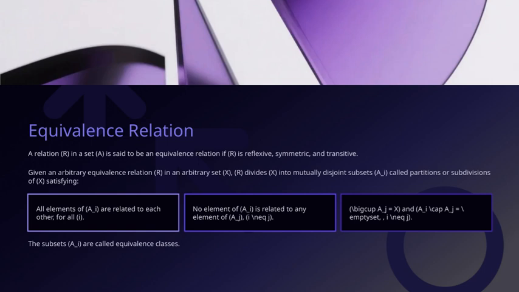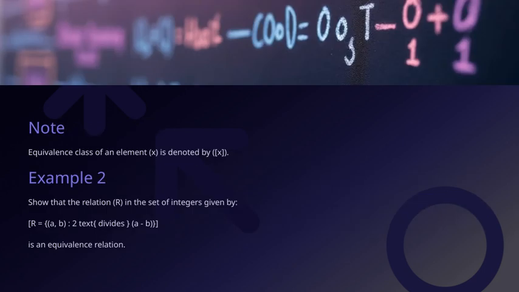Now let's take a closer look at this relation R, which is defined as R equals the set of all pairs (a, b), where 2 divides the difference a minus b. Essentially, this means that R relates two integers if their difference is an even number. What's important here is to show that this relation R is an equivalence relation on the set of integers. Remember, an equivalence relation must be reflexive, symmetric, and transitive.